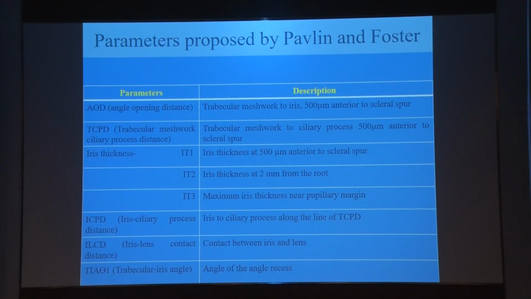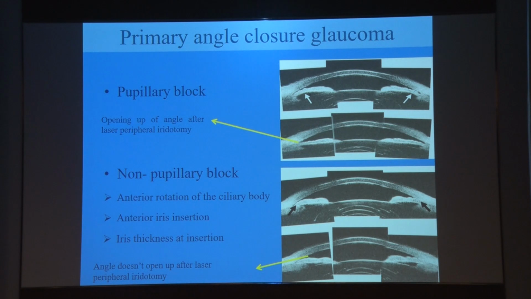So these are the parameters as proposed by Pavlin and Foster that give you the angle opening distance and the trabecular meshwork to iris distance. I put all this up because it is important for you to know for your exams, but I don't think I need to go through this here because you would get it in any internet chapter or a textbook. Next, we move on to primary angle closure glaucoma, where if you see a pupillary block, there is opening up of the angle after peripheral iridotomy. Look at this, and then look at this. That's after the laser PI has been done, and it can clearly be seen in the UBM.